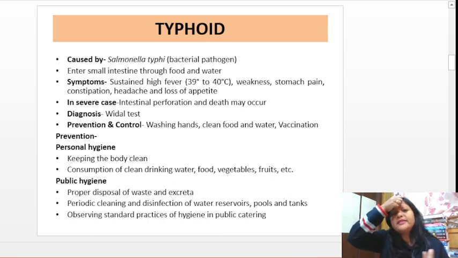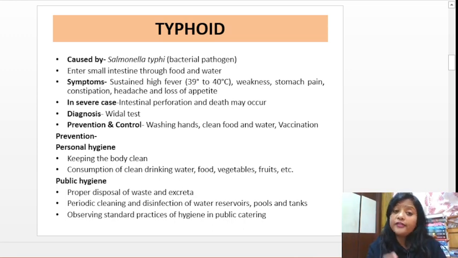Personal level is basically keeping yourself always clean and consuming clean food and clean water. Always wash the fruits and vegetables that you are consuming. And publicly, whenever you are in a public place, try to dispose of your waste properly. Also, don't go near excreta, or don't let your skin be exposed to the excreta. Also clean and disinfect water sources around you, like pools, tanks and all. And also maintain hygiene.